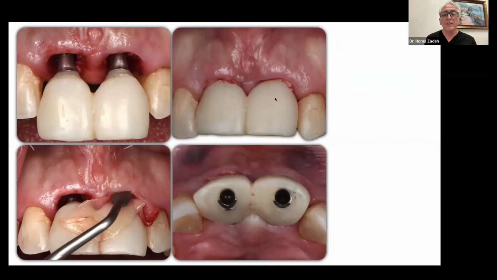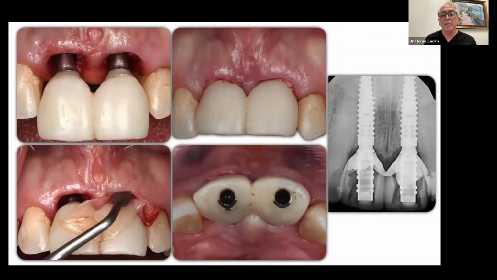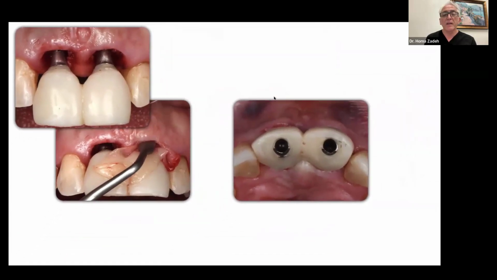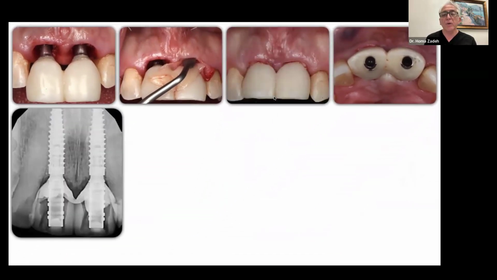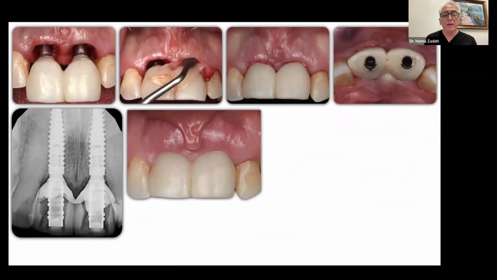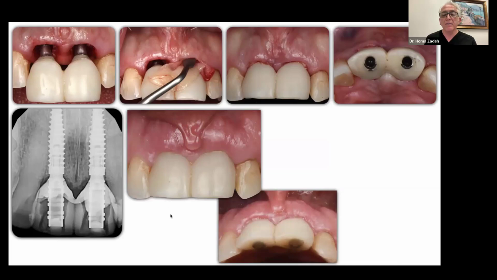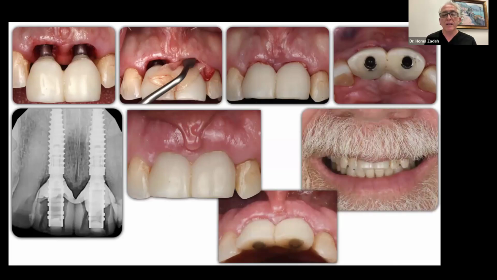And you can see this is a screw-retained restoration for the provisionalization. And then the patient had to go back home. But in the next few days, after 5 days, when he came in for a follow-up check, you can see that the tissue has healed very nicely and very quickly. And here he is.